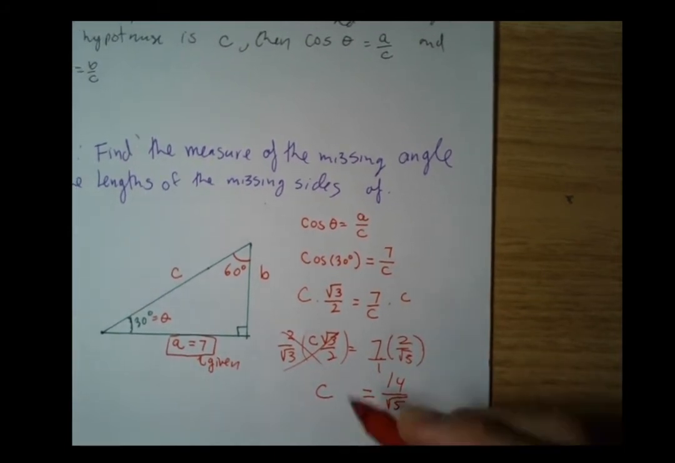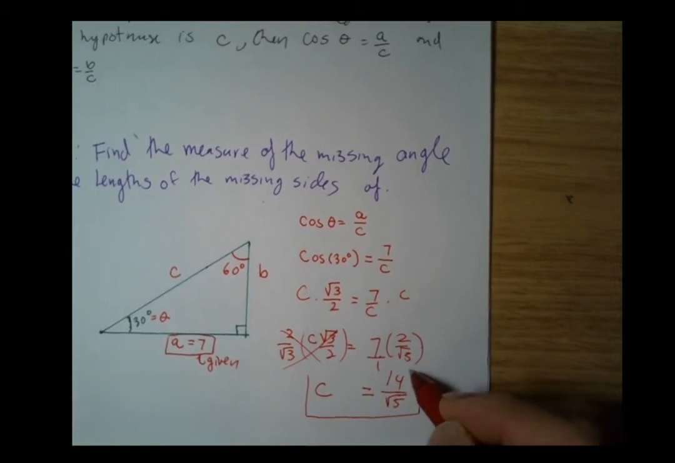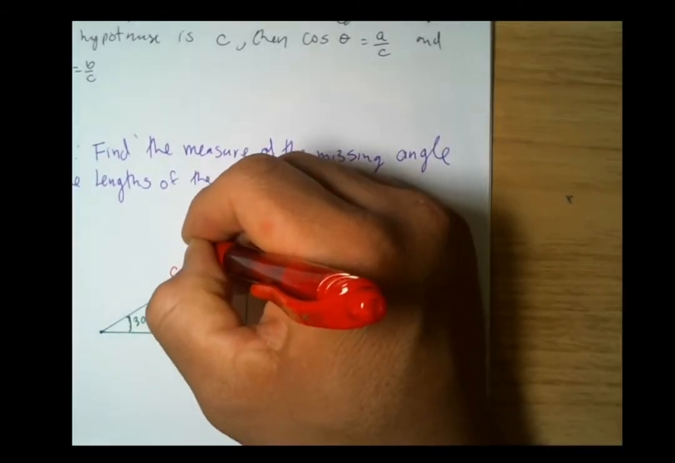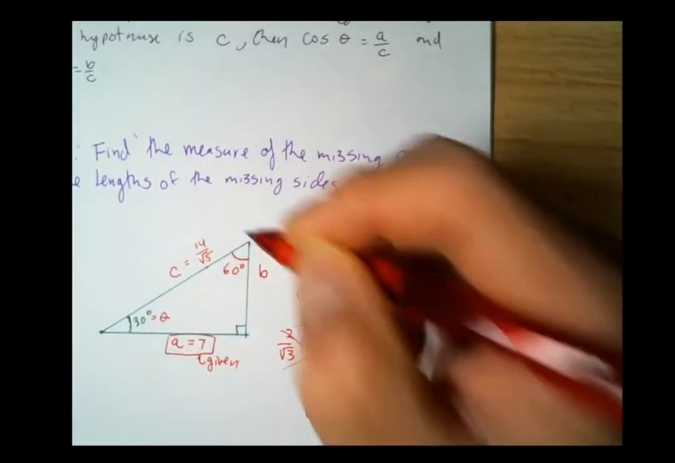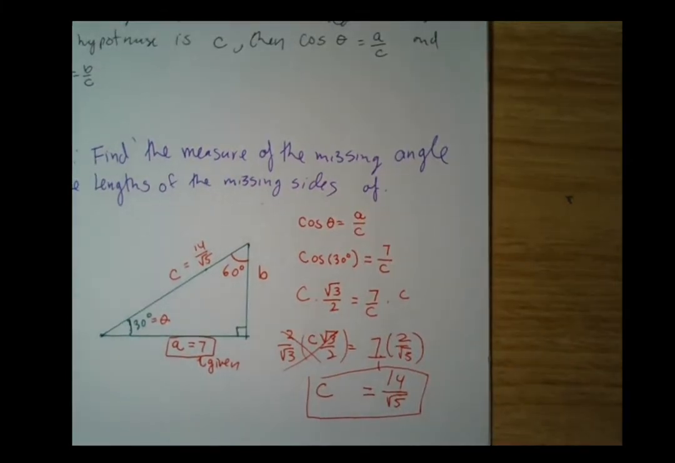All right, so that gives us our value of C: 14 over root 3.